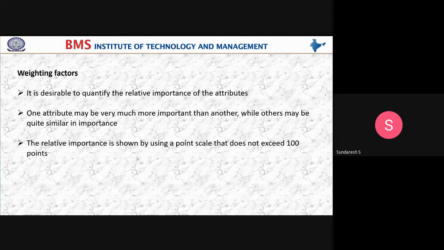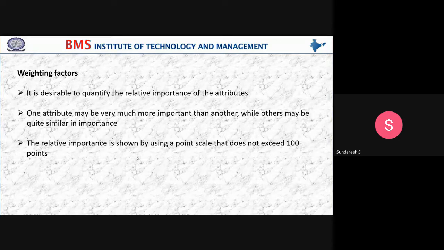Next comes weighting factors. It is desirable to quantify the relative importance of attributes. One attribute may be very much more important than another, while others may be quite similar. So you might have different characteristics of the material where you can distinguish one material from another. That is what we generally call an attribute.